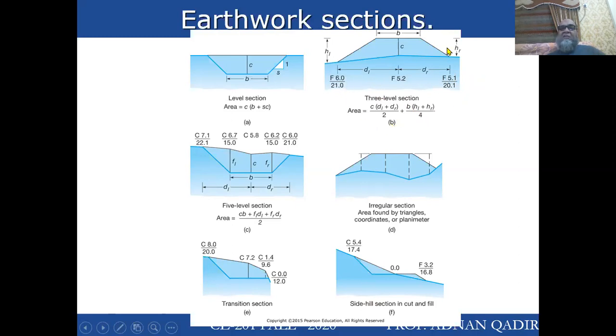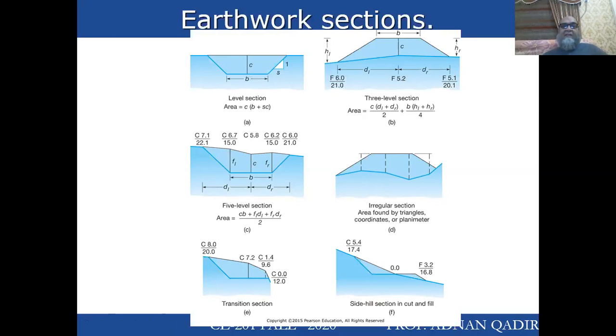Now, based on this concept, you know this is a five level section. Why? 1, 2, 3, 4, 5. Now, C means they are all in cut again. You see, the width at the bottom is less than the width at the top. And this is C, and that's why it's 5.8 feet.